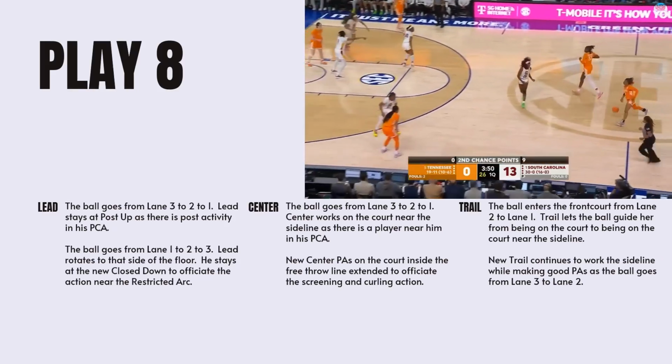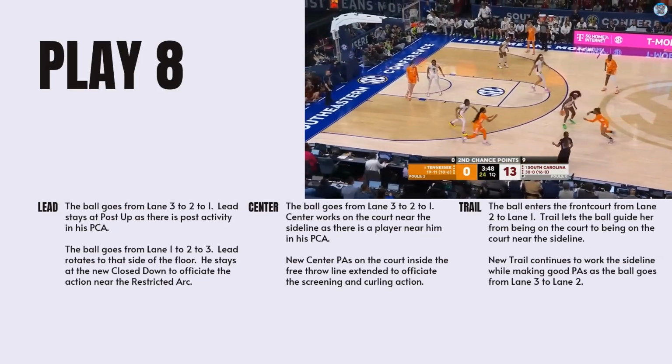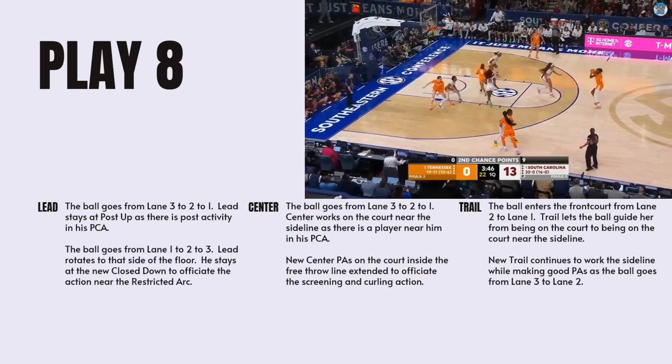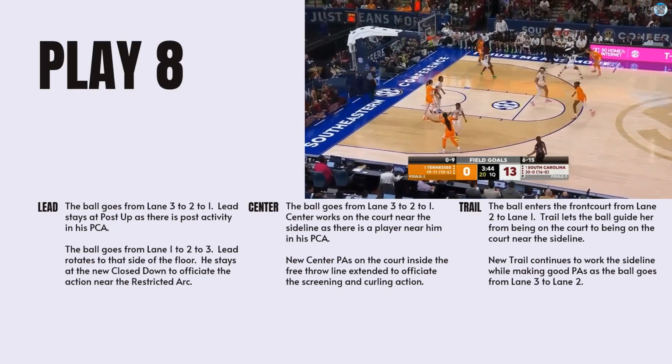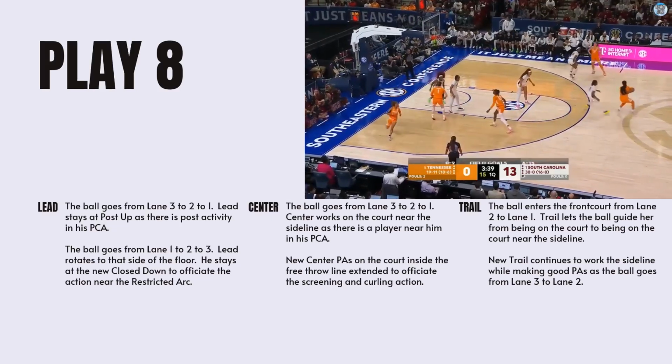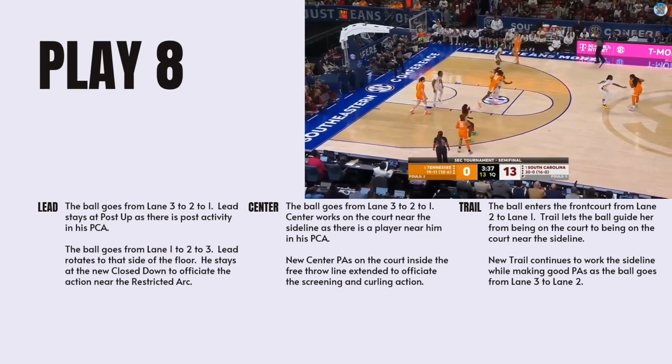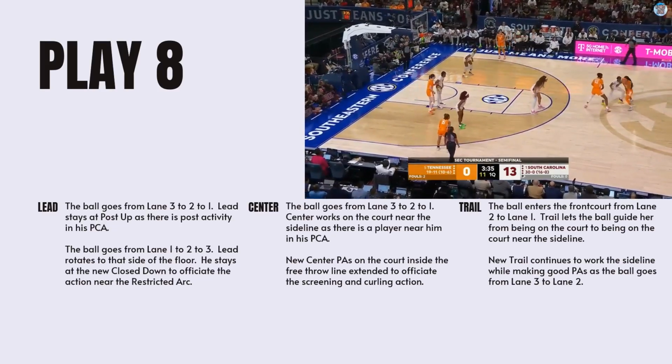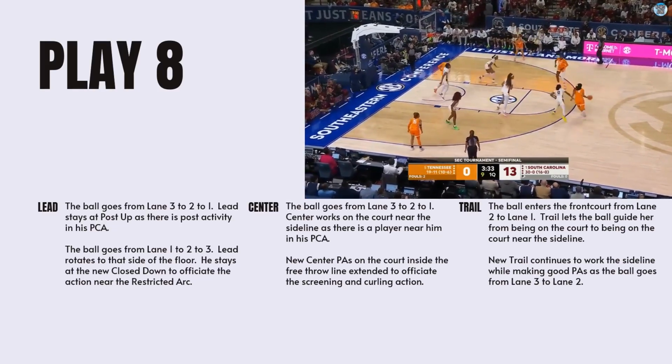The ball enters the front court from lane 2 to lane 1. Trail lets the ball guide her from being on the court to being on the court near the sideline. Following the rotation, our new trail will continue to work the sideline while making good position adjustments as the ball goes from lane 3 to lane 2.